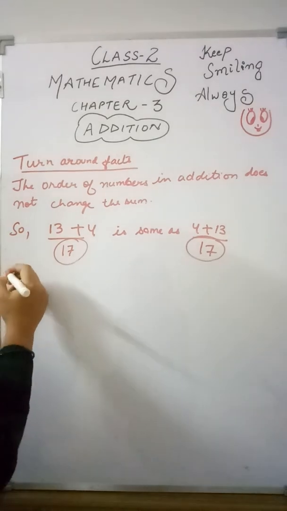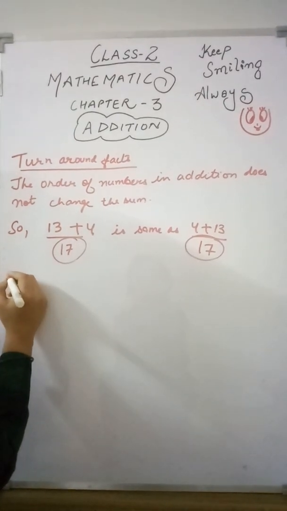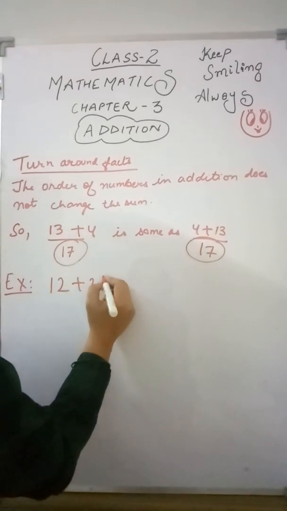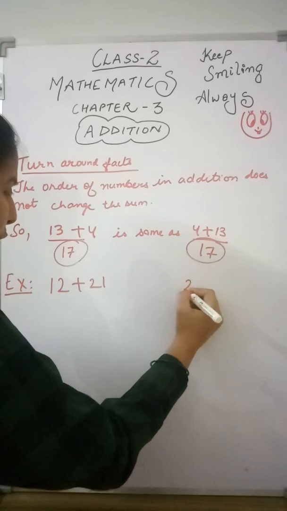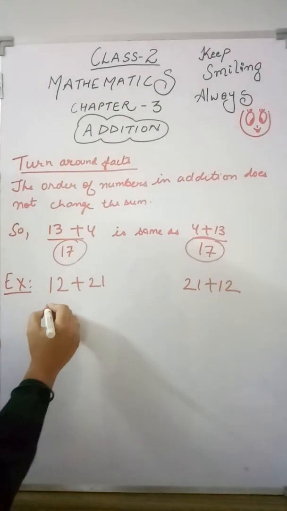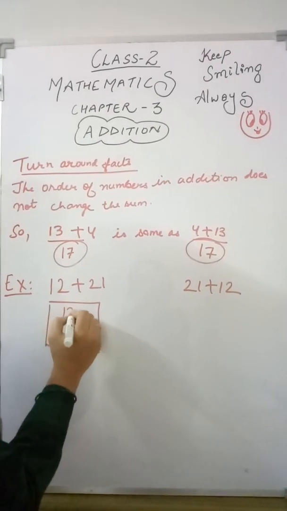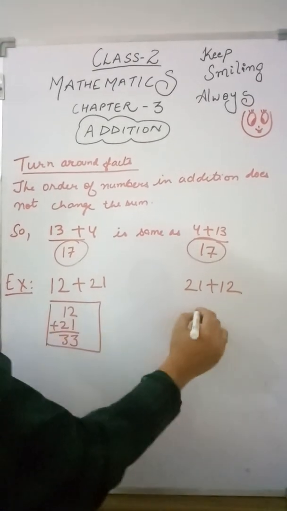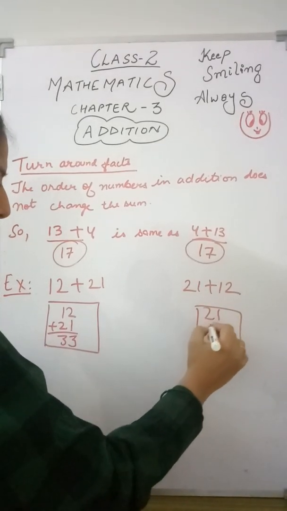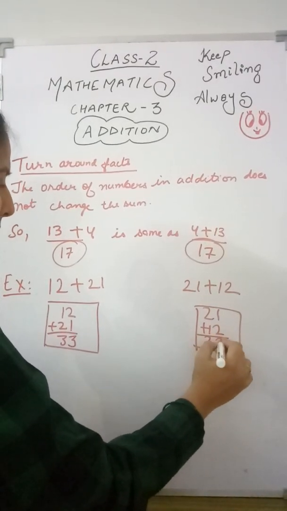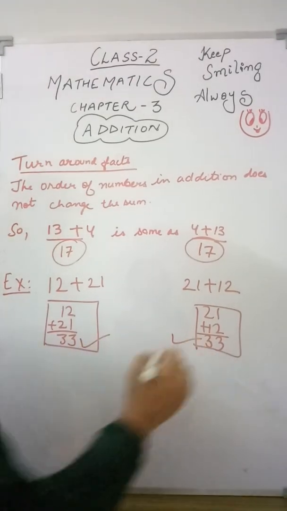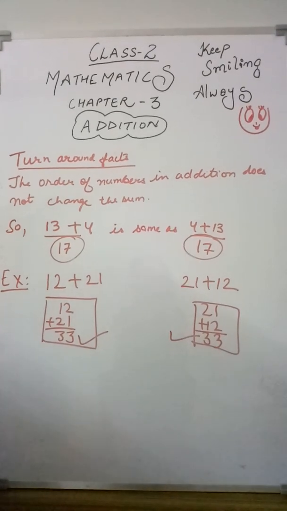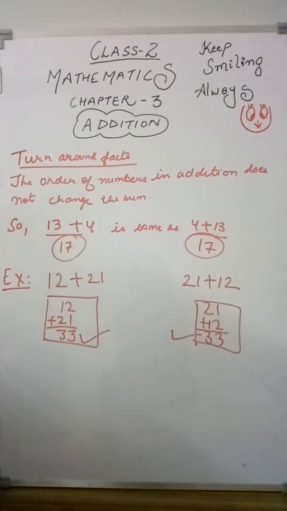Let's prove it with any example. Suppose I'll take another example for this, and my number is 12 plus 21. Let's check, is this equal to 21 plus 12? So here you can add these two numbers, 12 and 21. Let's do a calculation here. 2 plus 1 is 3, and here 21 comes on the top and 12 on the second position. Again I'll just take the sum. In both the cases the sum is 33. So student, this is the turnaround fact. You just change the order of numbers in addition and it does not change the sum.